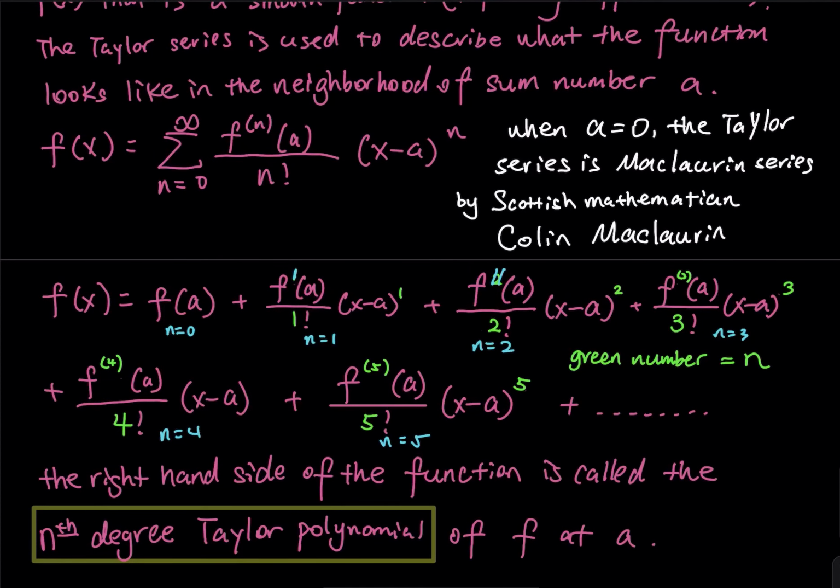All right, and I also mentioned what happens when a is equal to 0. So a is usually a number provided in the problem. When a is equal to 0, this Taylor series is called a Maclaurin series, named after a Scottish mathematician called Maclaurin. Regarding the concept of the Maclaurin series, let's put that in a separate video. This is the end of the introduction to Taylor series.